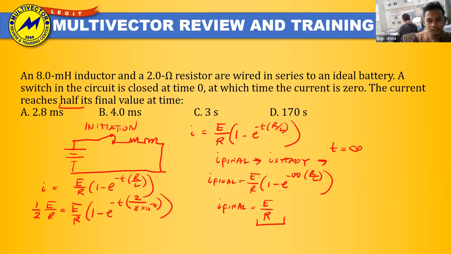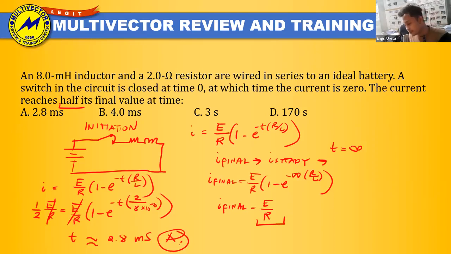Okay, so unknown yung ating time, so magka-cancel yung E all over R. Pag sinolve natin yung time dito, T is equal to 2.8 milliseconds. Okay, so letter. So ganyan lang mag-solve nung problem number 72. Okay, so madali lang. Okay? Next.